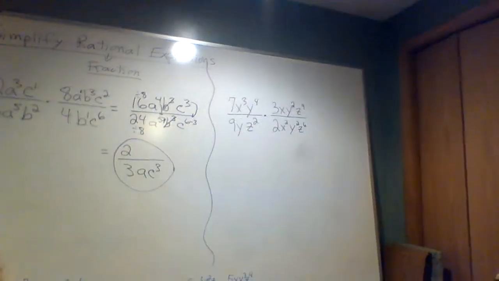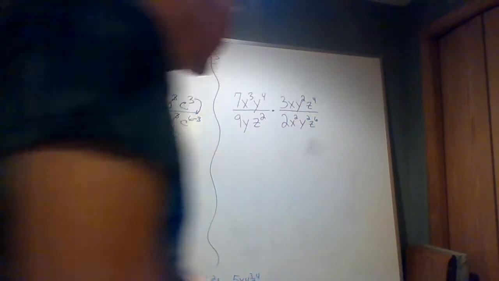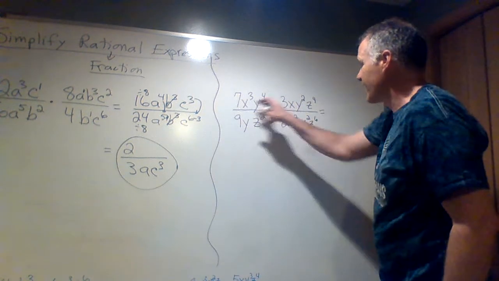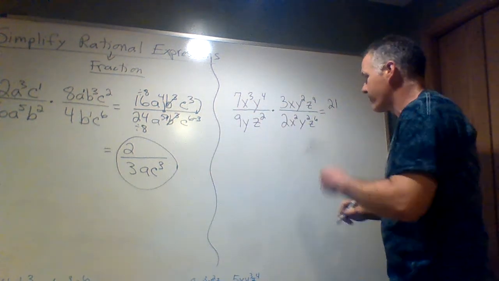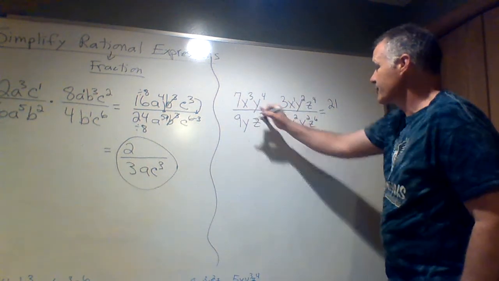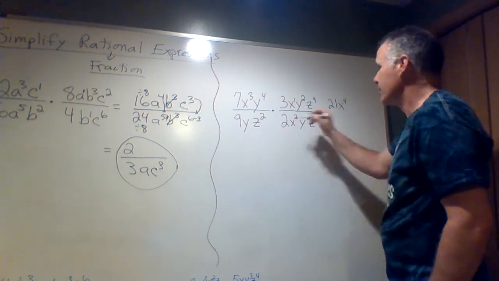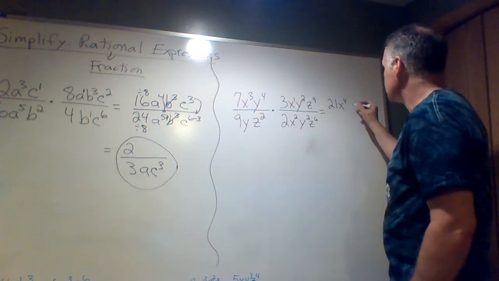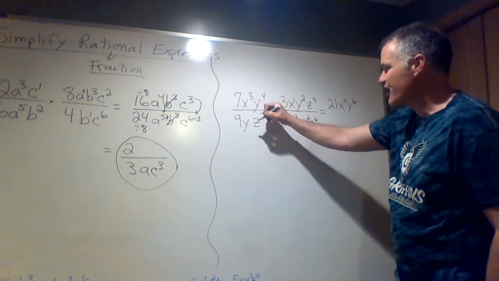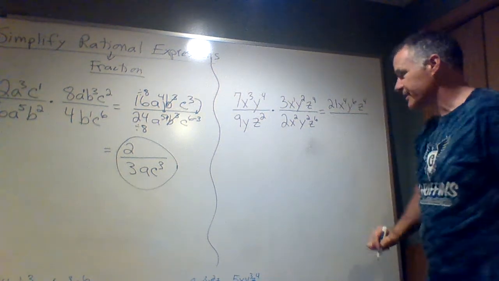Let's do another one over here. You can see we've got the same idea, numbers and letters. 7 times 3, 21. x cubed and x to the 1, there was no number on that, so x cubed times x to the 1 is x to the 4. y to the 4 and y squared, add the exponents, y to the 6. No z and z to the 4 is going to stay z to the 4 right there.